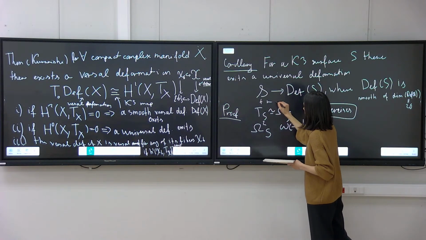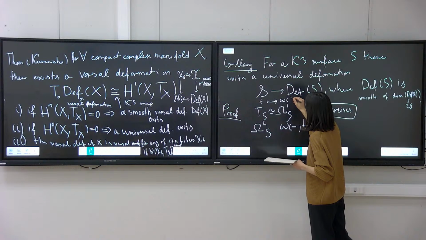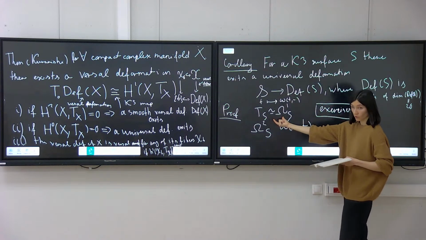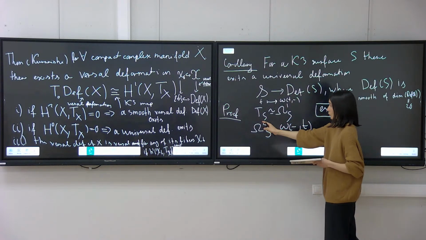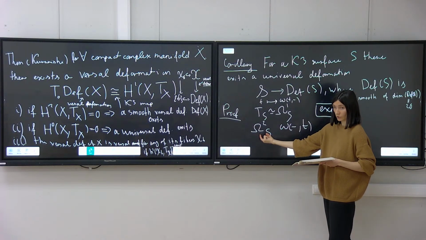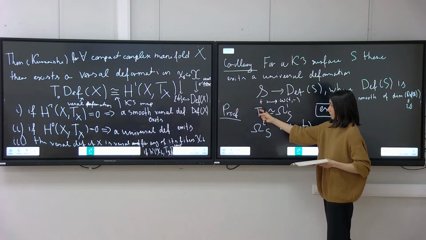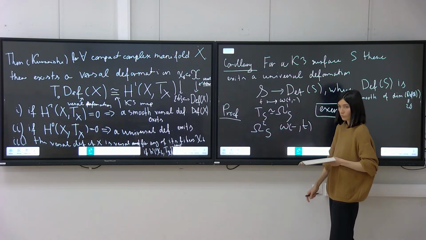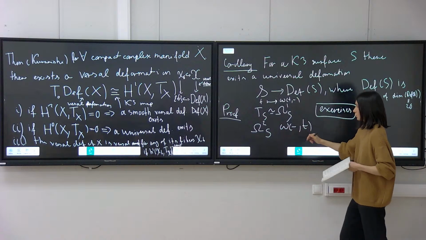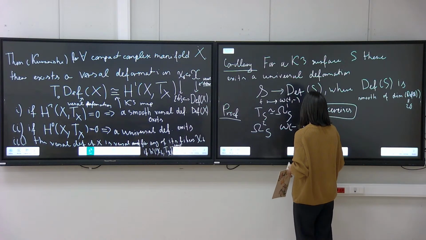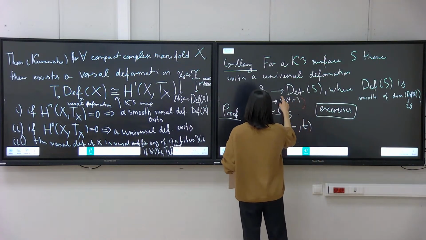So this is true just for K3 surfaces, of course, because we should have a non-zero global section here. And here we have a canonical global section, and that gives you an identification of the tangent bundle with the first differentials. Okay? So in fact, all this is an exercise.